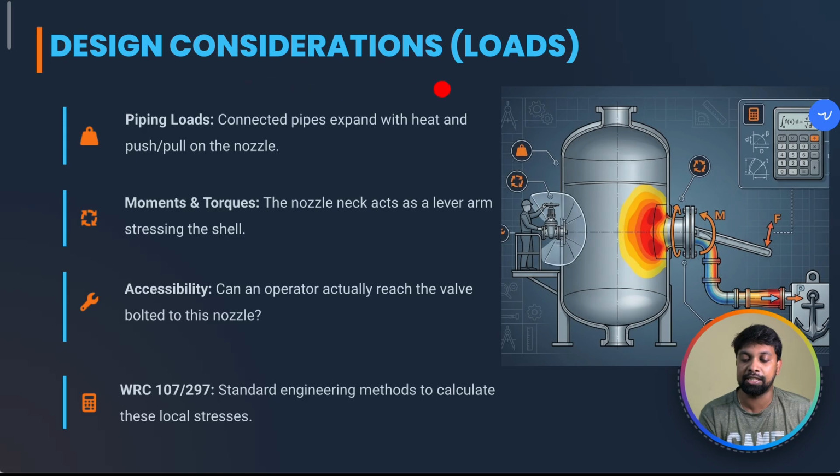Design considerations. While designing a nozzle, we need to consider the piping loads. The connected pipes expand with heat and push and pull the nozzle. We have to consider the moments and torques. The nozzle neck acts as a lever arm stressing the shell, and we have to consider accessibility. For the piping loads, moments and torques, we can use WRC 107 and 297 to calculate whether any stresses are present on the pressure vessel, and whether we need to provide any extra reinforcement pad, extra nozzle thickness or extra shell thickness.